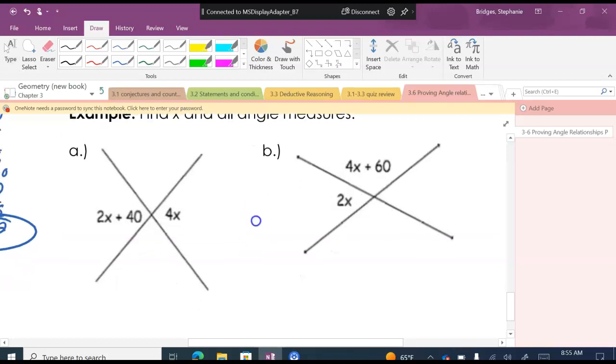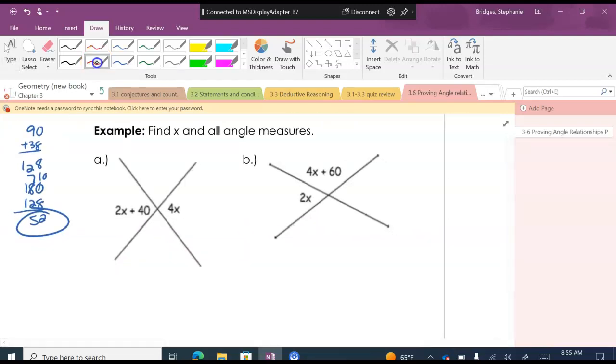So how would I solve that one for x? Tell me my equation. 2x plus 40 equals 4x, right? Those 2 angles are equal to each other because they are vertical angles. So the very first thing I want you to do is solve that for x. Once you find x, I want you to plug it back in and tell me what the measure of that angle is and what that angle is.